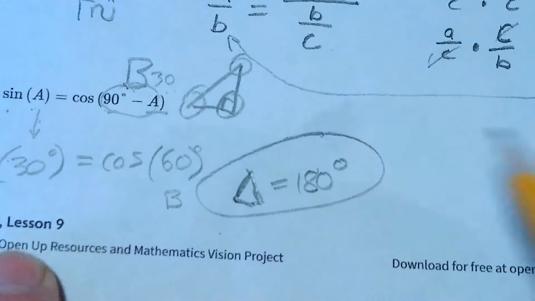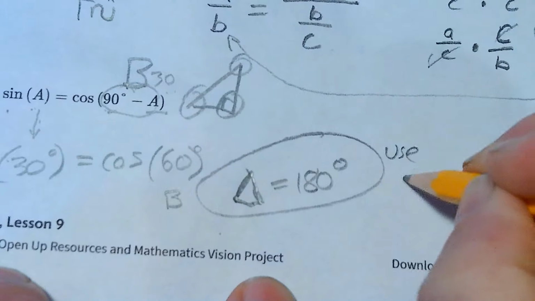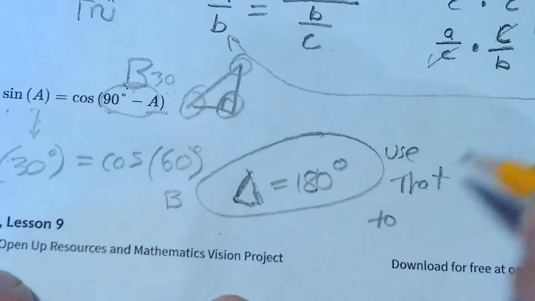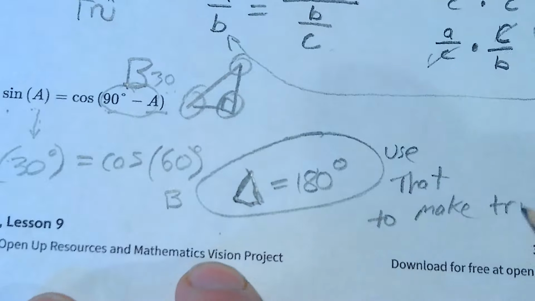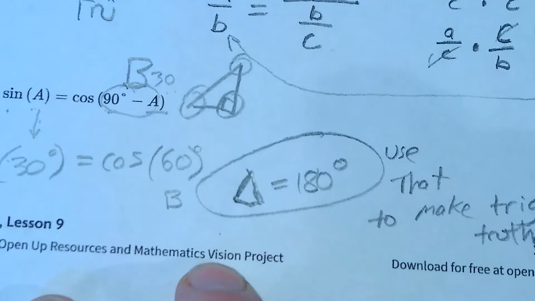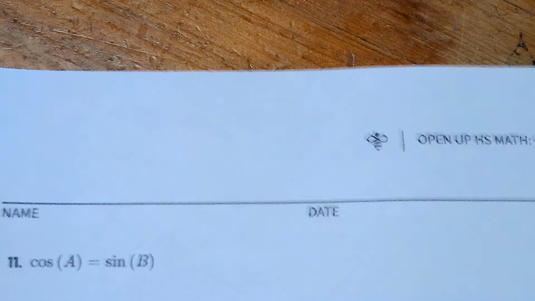I'm not on the screen. Embarrassing. Triangles have 180 degrees. Use that to make trig truth. Cool. Thanks, triangles. What else we got?